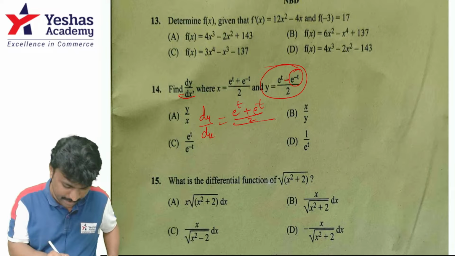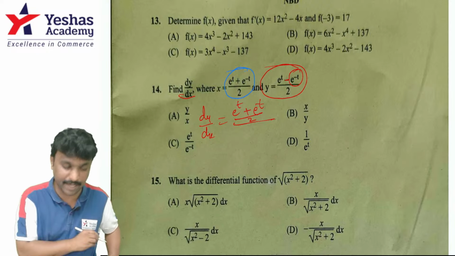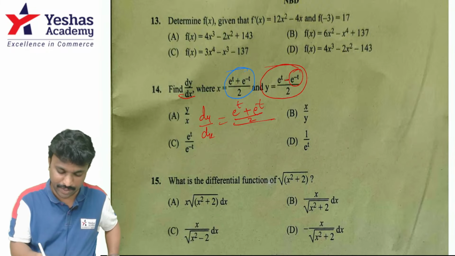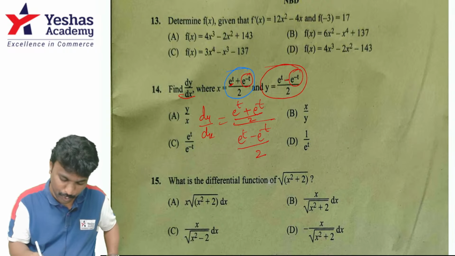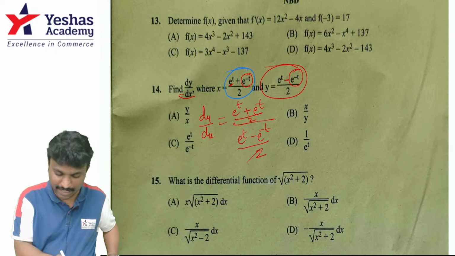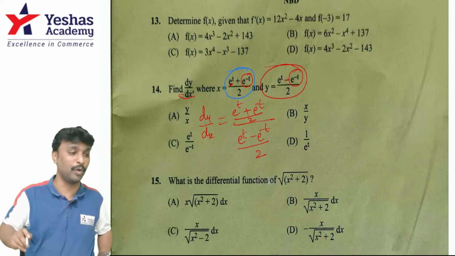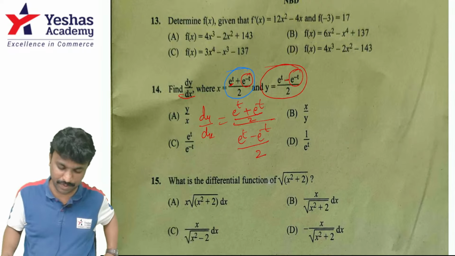For the denominator, you have to differentiate the x function. The derivative of e power t is e power t. The derivative of e power minus t is minus e power minus t, divided by 2. The 2 will get cancelled, or you can keep the 2 as it is, because if you look at the options, they have asked you to express in terms of x and y.